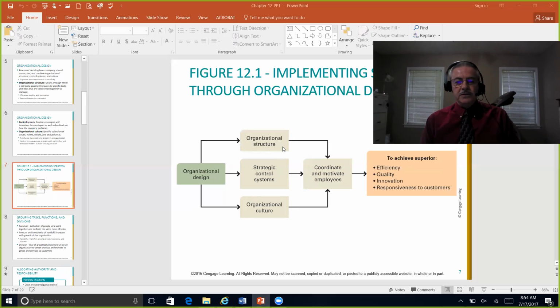What is it you want it to do? What are the attributes you're looking at? What are the ways you're going to coordinate and motivate your employees? And that final step is you're doing all this part of this organizational design, which includes these four elements, so that you can achieve superior performance. And that's what it's really all about. And this is just a graphical representation of that again over on page 398.